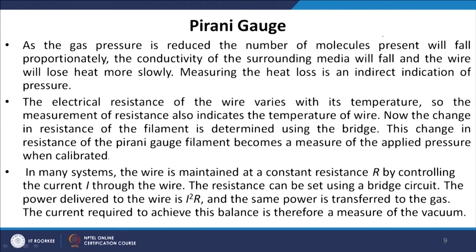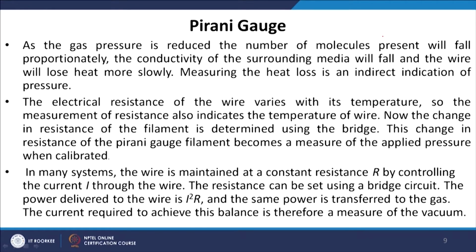In many systems, the wire is maintained at a constant resistance R by controlling the current through the wire. The resistance can be set using a bridge circuit. The power delivered to the wire is I squared R, if I is the current and R is the resistance, and the same power is transferred to the gas.